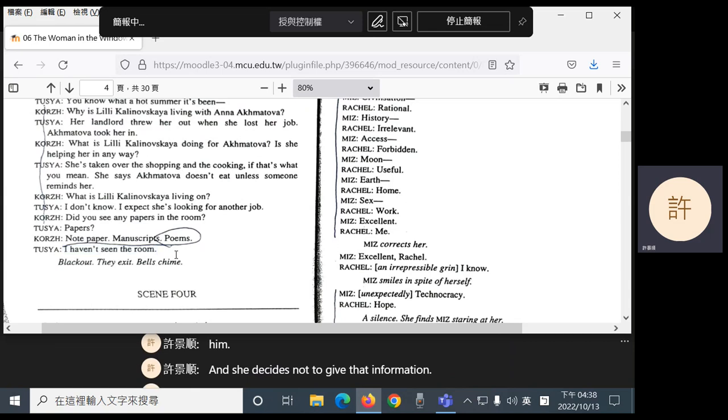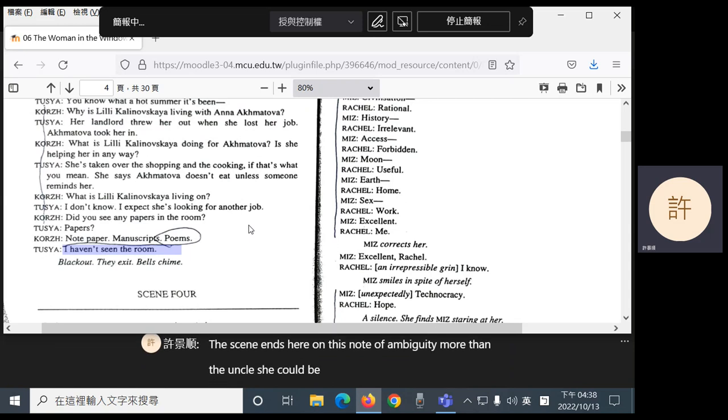The scene ends here on this note of ambiguity, 模棱两可. She could be telling the truth, she could be lying. And that actually is the feeling of living in this society. When you can't trust anybody, then when someone talks to you, you have to be able to imagine that they are either telling the truth or they are lying. You have to be able to prepare for both at the same time.